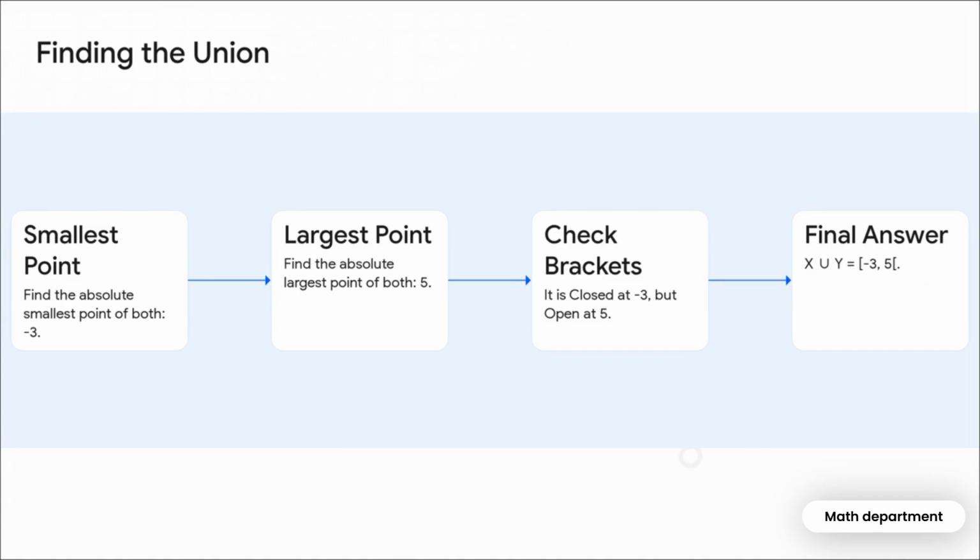Let's write out the steps for finding the union. Remember, union is that big, massive team-up. Step 1. What is the absolute smallest point on our entire drawing? Well, that's -3. Step 2. What is the absolute largest point? +5. Step 3. We check our original brackets. It was a closed bracket at -3, and it was an open bracket at +5. So the crucial takeaway here is that our union stretches from the very minimum to the very maximum, giving us a final written set of closed bracket -3, 5, open bracket.